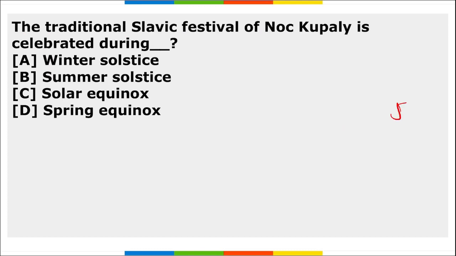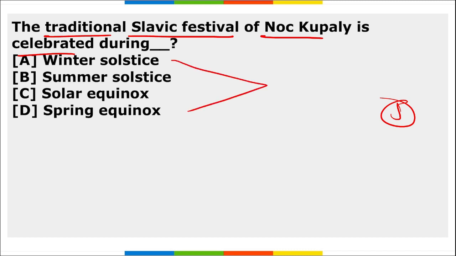Next, fifth question, the traditional Slavic festival of Nok Kupali is recently celebrated during which date? Is it winter solstice, summer solstice, solar equinox or spring equinox? Also friends, I will highly appreciate that person who will tell me the days of all these. On which day do we observe winter solstice, summer solstice or spring equinox?